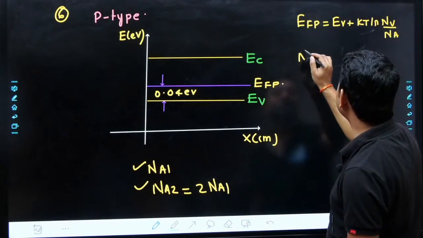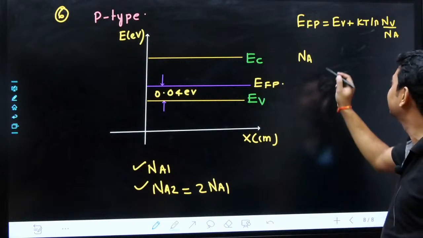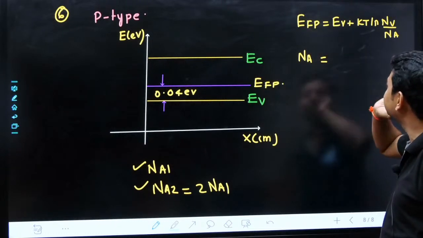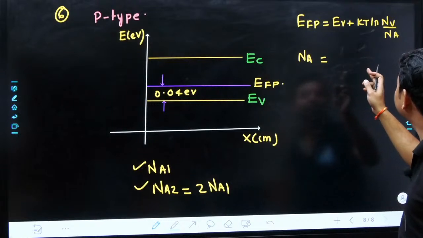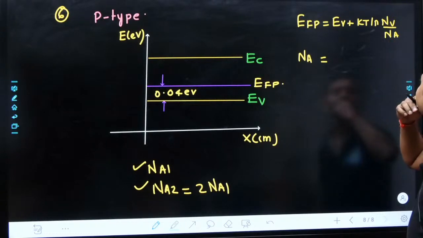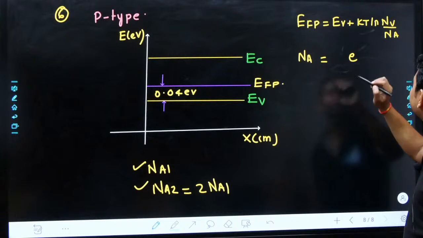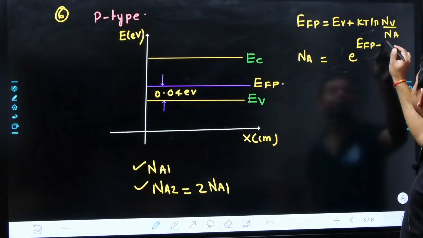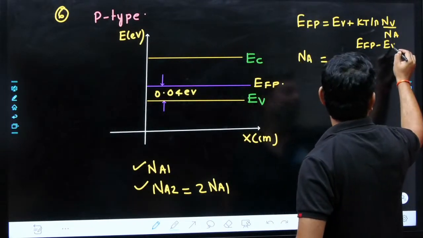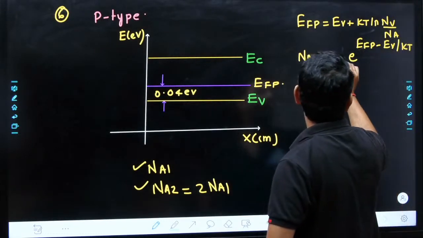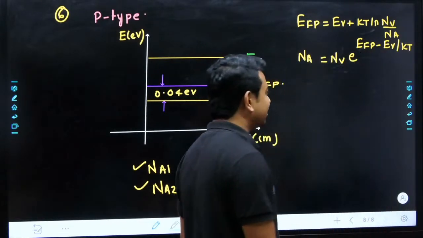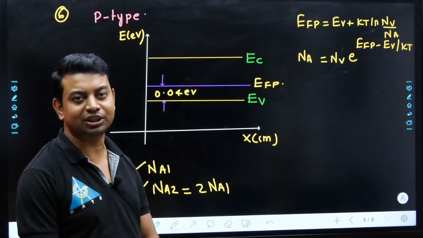And by using this one we can find Na, the acceptor atom concentration. Na is equal to, we can take this is EFP minus EV, that means this particular value, and we have KT. KT can be taken in the denominator, and we can write this is e raised to EFP minus EV upon KT. And we are writing here, this is given by Na is NV. So, this is another formula by which we can find out the acceptor atom concentration in a p-type semiconductor.